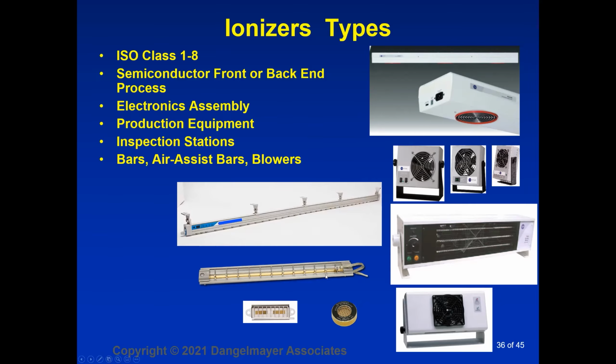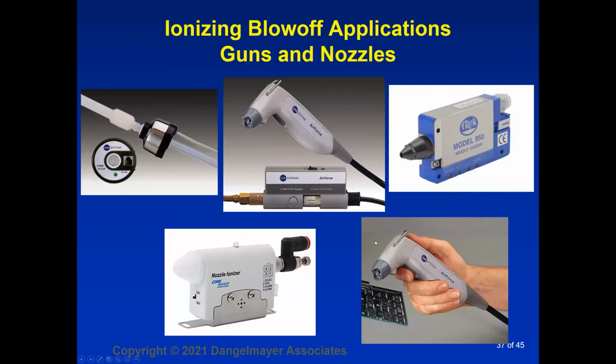You see on the bottom here, this is an alpha ionizing bar. These are some alpha spot ionizers. This is an airflow ionizing bar. It has an input for air to increase the range of the ionization. You have overhead blowers, you have benchtop blowers in many, many different types. Lots of different types of ionizers.